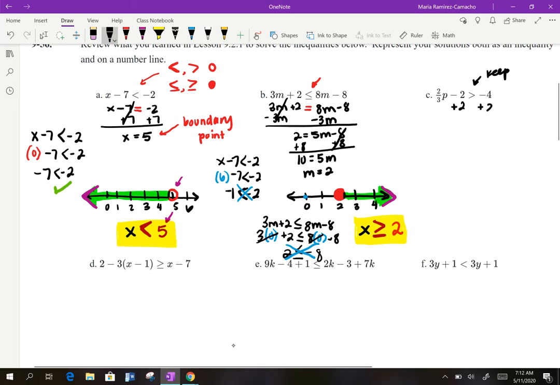Okay, add 2 to both sides. I now have 2/3 p is greater than negative 2. To solve for p, let's multiply by the reciprocal. So multiply by 3/2. Multiply by 3/2. This cancels out. So you're left with p is greater than, and then negative 2 times 3/2 is negative 3. And that is actually your solution.